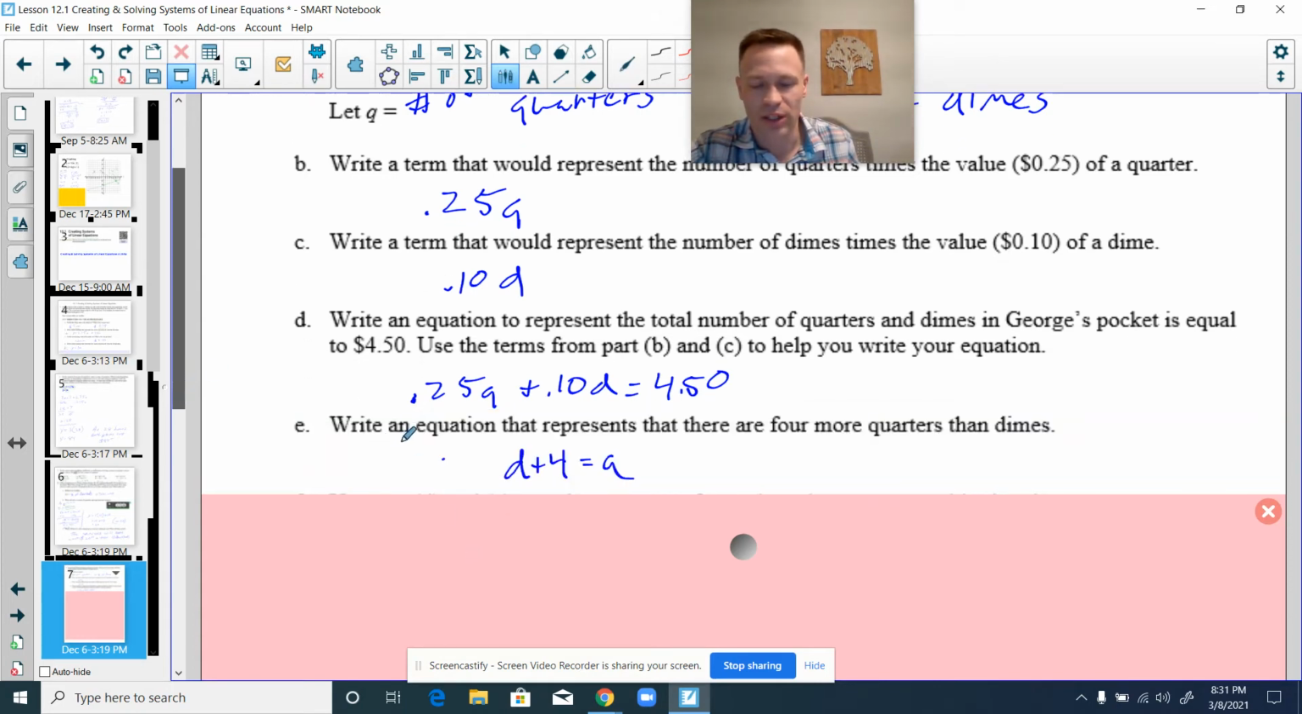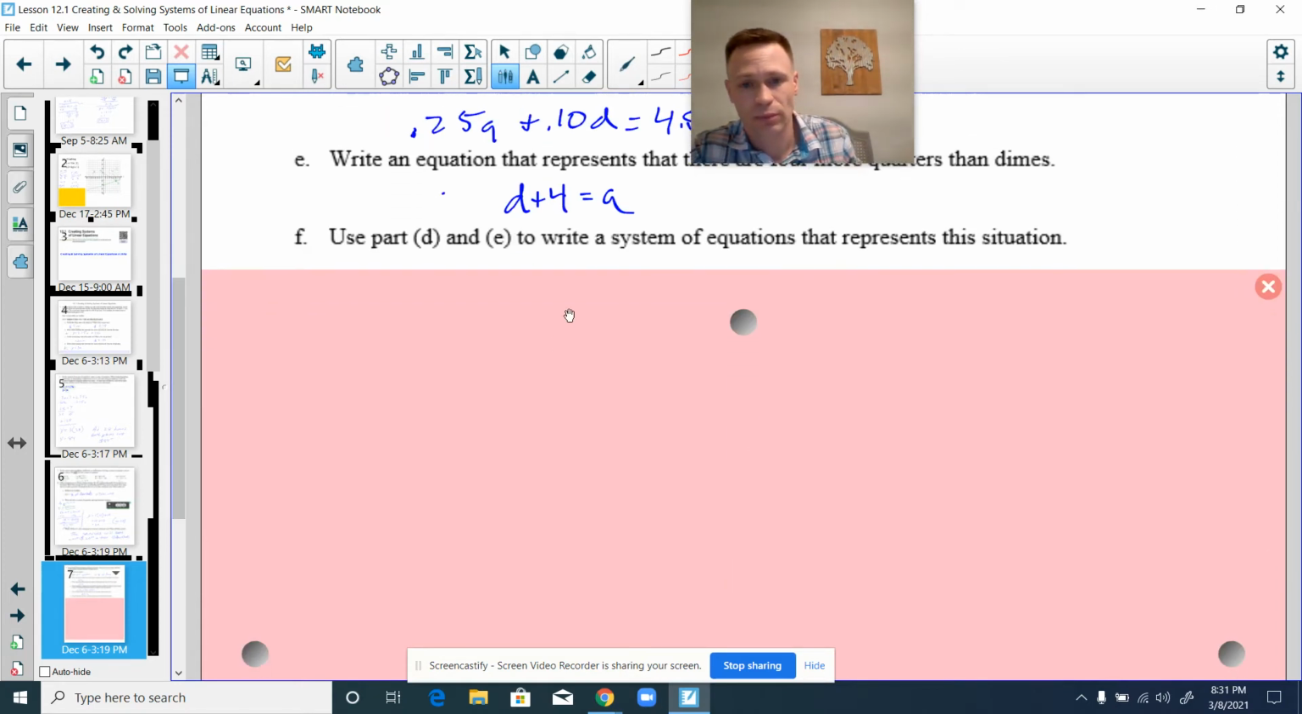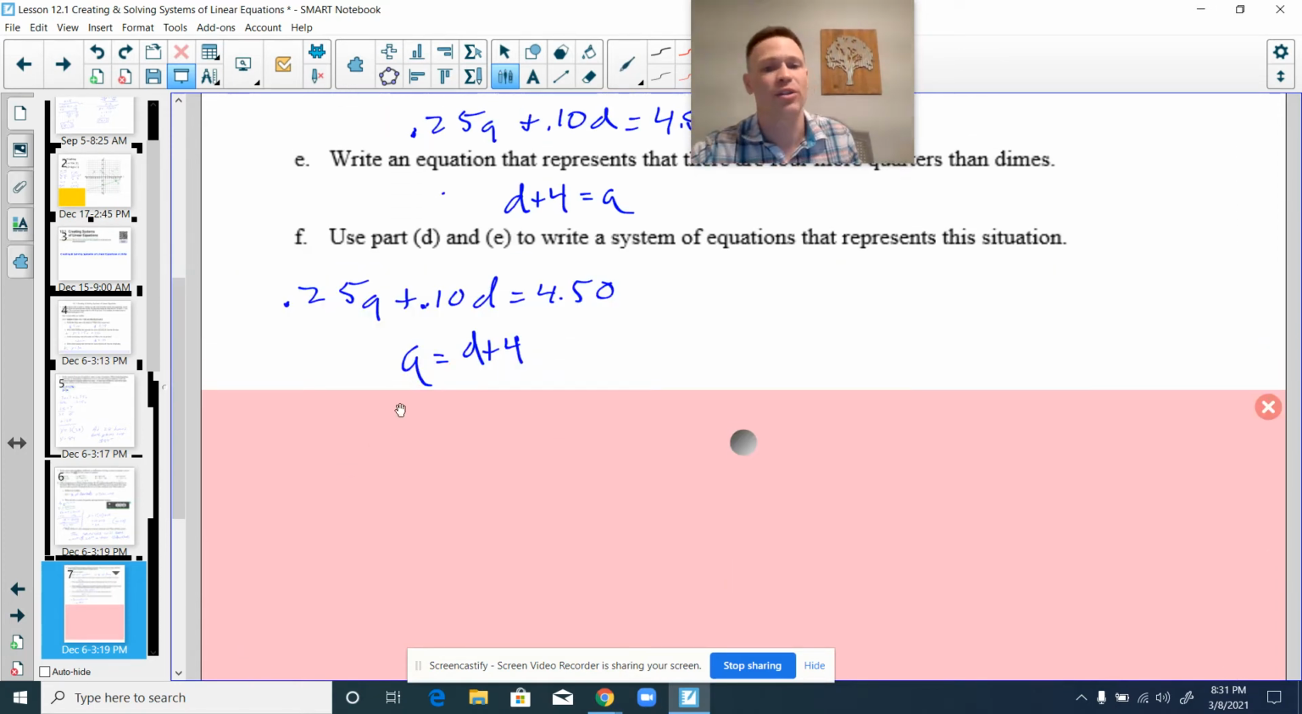Last one, we're going to write an equation that represents the fact that there are 4 more quarters than dimes in his pocket. That's going to be D plus 4 is equal to Q. And now we're going to use those two equations to solve the system. So here we go. Here's my system of equations. I know that Q is equal to D plus 4, and I have kind of a standard form equation on the top. So if I have an equation that is solved for a variable, I'm going to take what I know that variable to be and substitute it into the other equation.